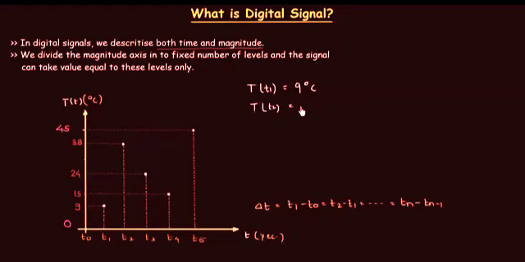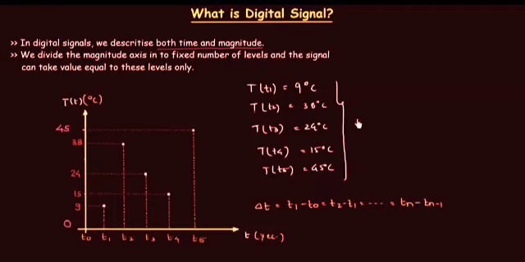For T2 we have 38 degrees Celsius. For T3 we have 24 degrees Celsius. For T4 we have 15 degrees Celsius. And for T5 we have 45 degrees Celsius. And this is for discrete time signal, right? Now we will consider the case of digital signal, and we have to discretize this magnitude axis also. So let's do it.